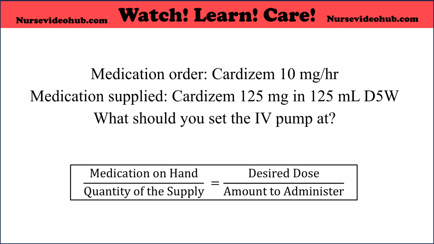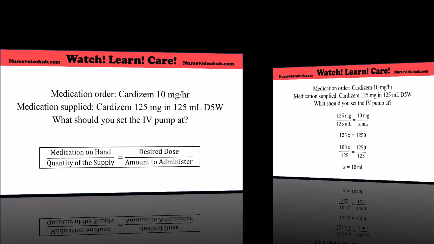Let's complete another calculation. Cardizem, a medication often used to control heart rate. The order reads, Cardizem, 10 milligrams per hour. The medication supplied is Cardizem, 125 milligrams in 125 milliliters of D5W. What should you set the IV pump at?